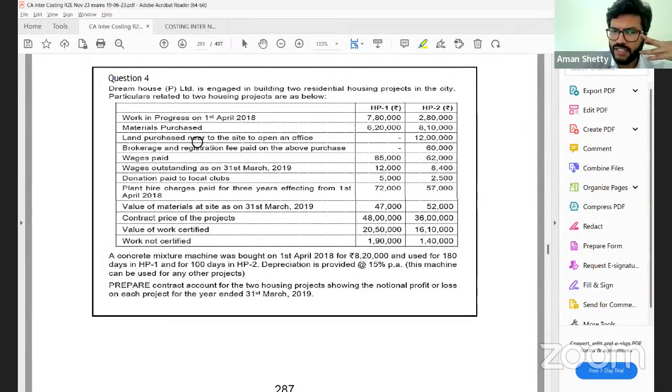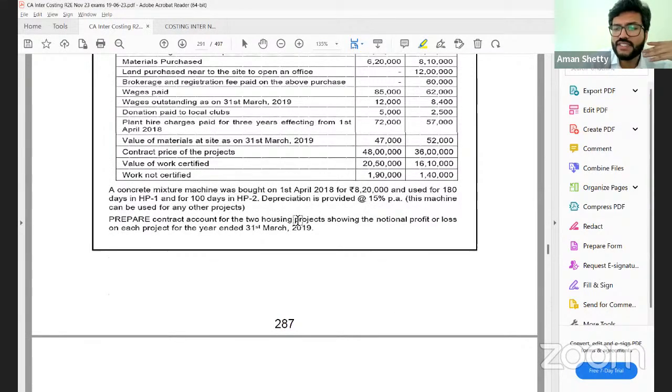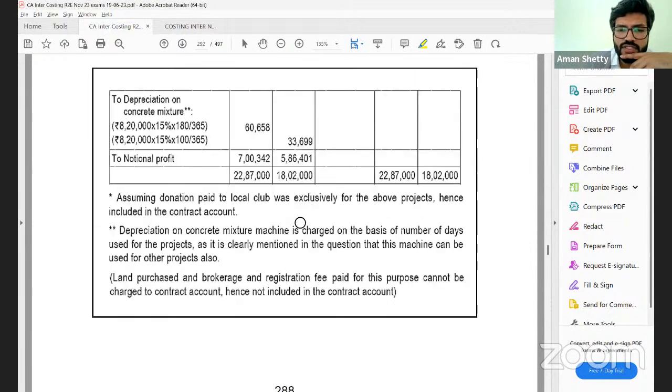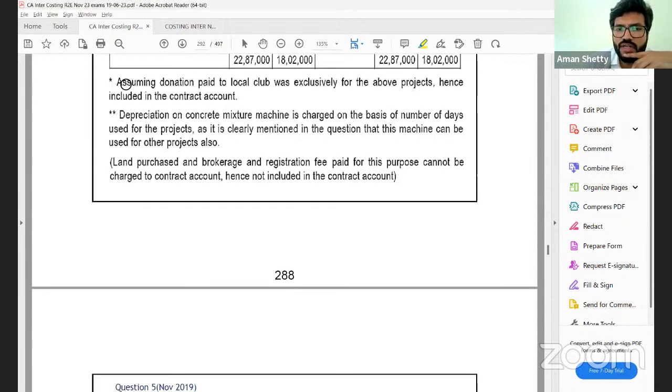Okay, they've given work in progress, materials, land purchase near the set to open an office, brokerage, then wages paid, wages outstanding, donation paid to local clubs, plant hire charges, all of this. So a little bit different is there, but you'll be able to do it because neatly this is there. This is important. Okay, this part, this entire part is important. This part, you guys see, okay.